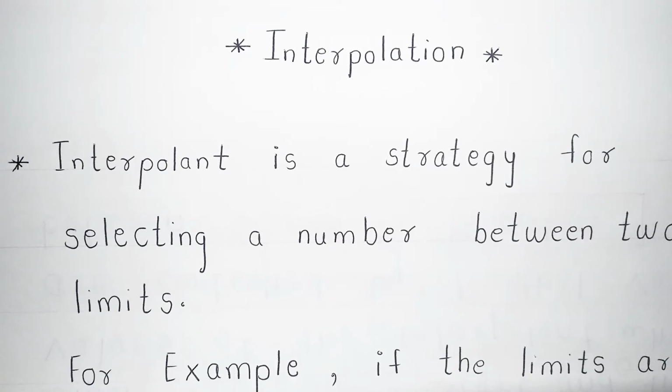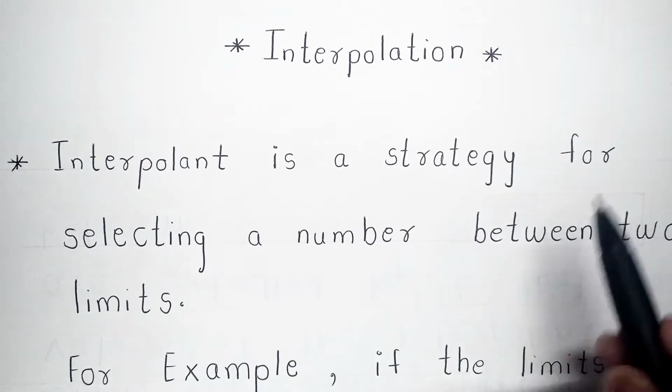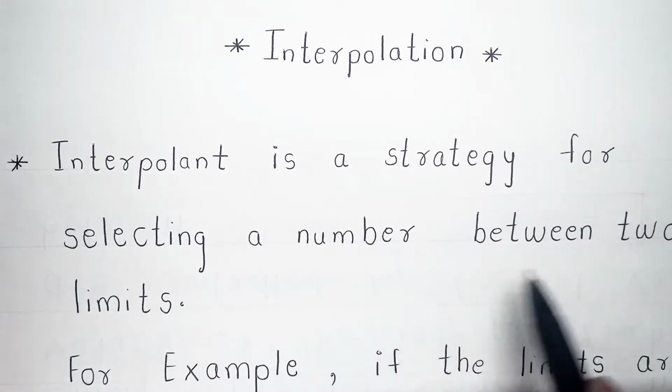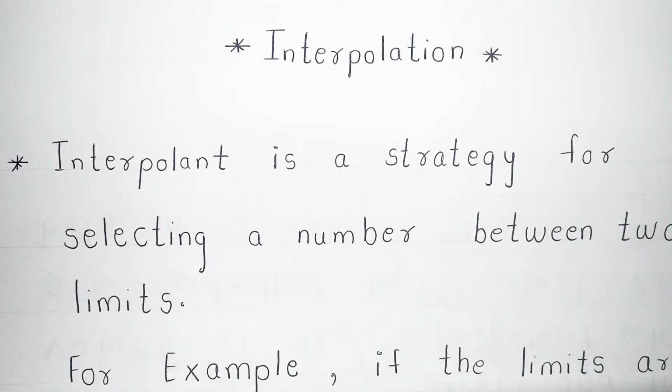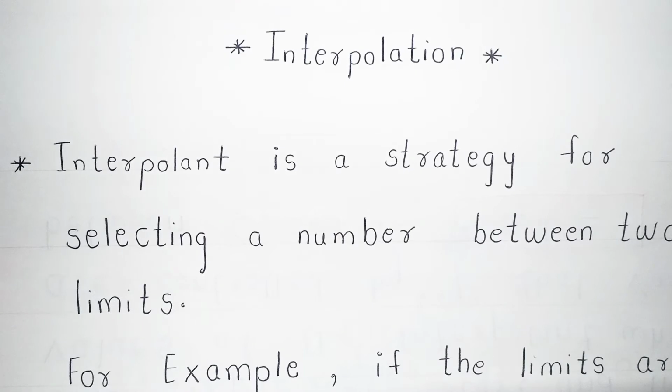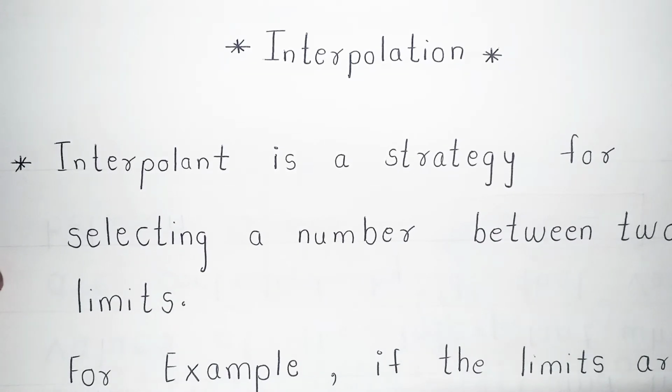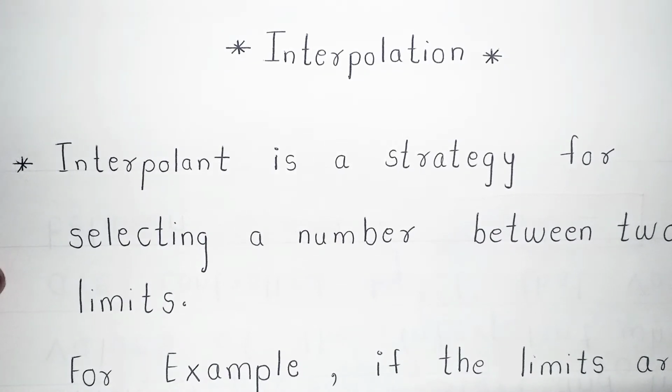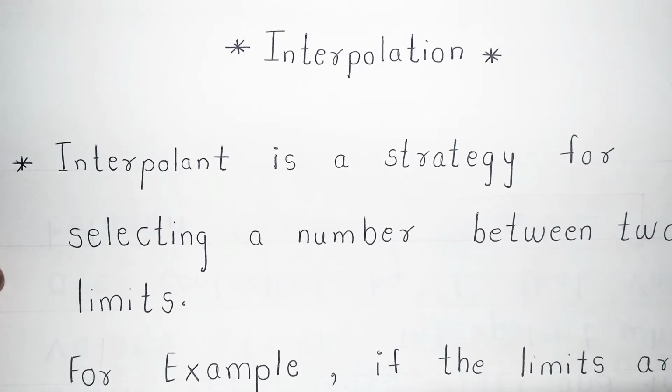Hello everyone, here we will study the concept of interpolation in computer graphics. Interpolant is a strategy for selecting a number between two limits. For example, if the limits are 2 and 4, then how will you generate the sequence? So here for generating the sequence, we use a parameter t.